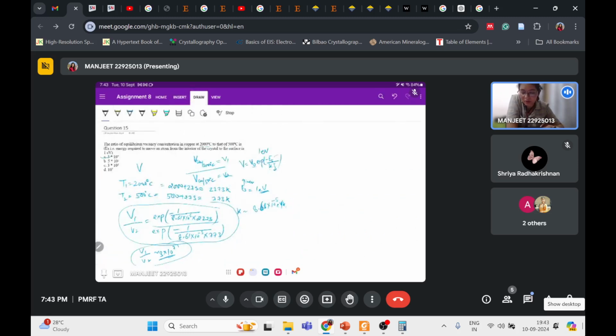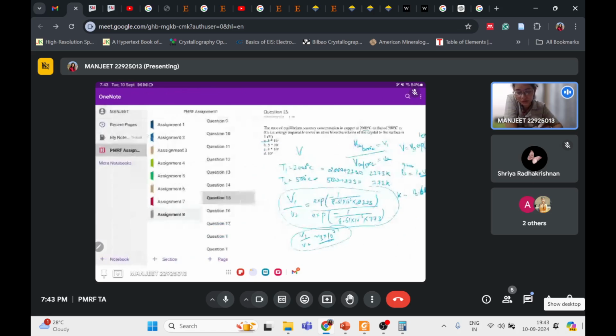So at equilibrium, at this temperature, what will be the equilibrium vacancy? That also depends upon the temperature, and it is directly proportional to the exponential of minus 1 by T. Other factors are the same, ES is the same for both, so it depends upon the minus 1 by T. So substitute these values and calculate the ratio for this one.